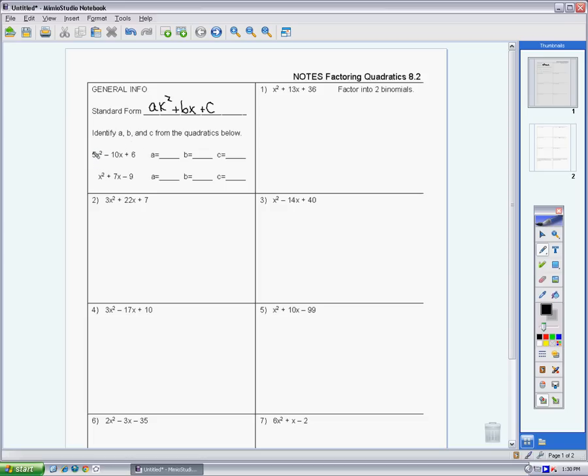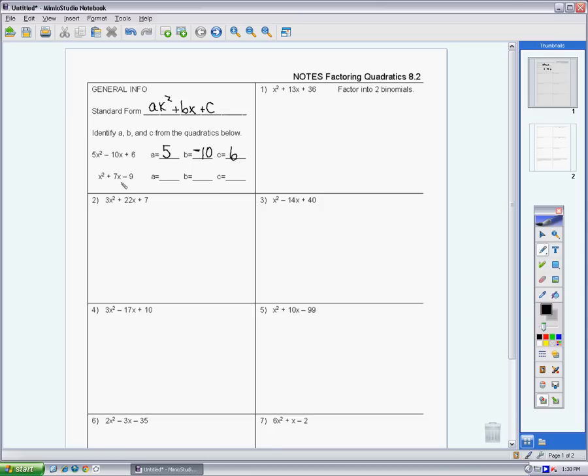A is going to be in front of x squared, so a is going to equal 5. B is going to be in front of x, and you do take the sign in front, so that's going to be negative 10. And c is our constant, so that's going to be 6.